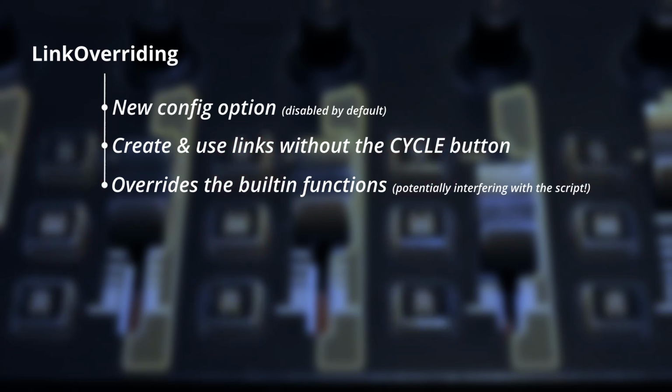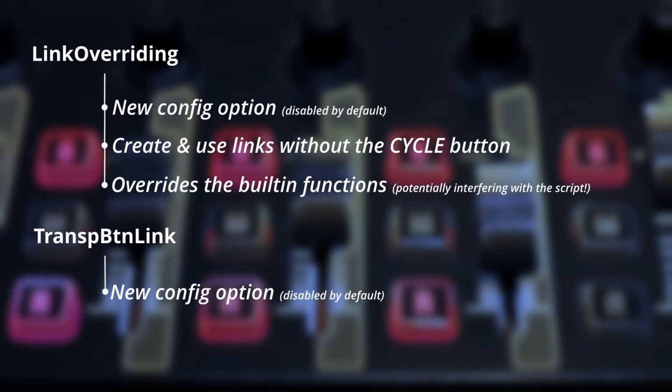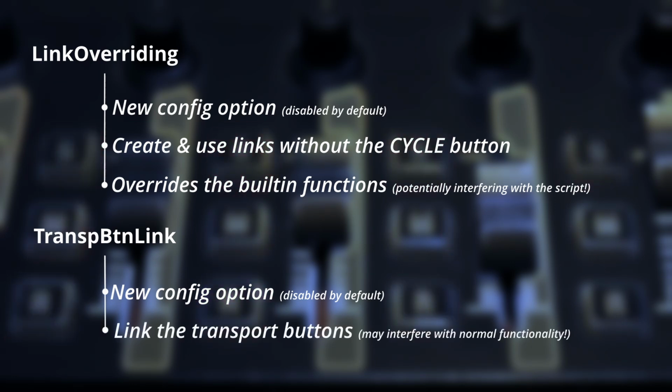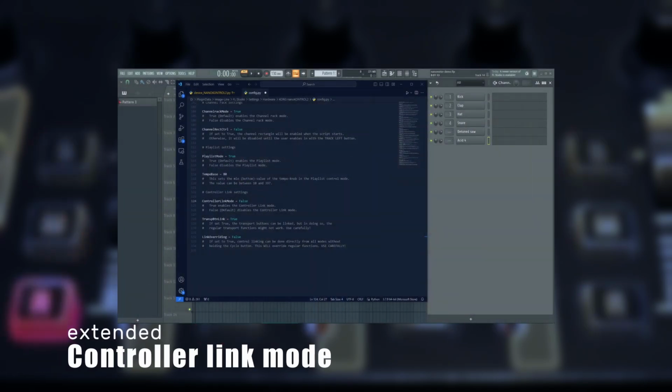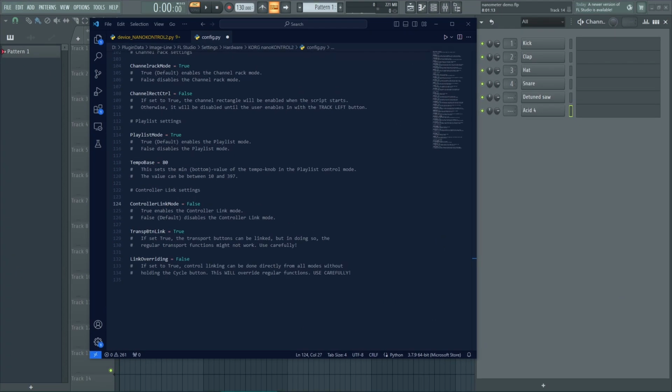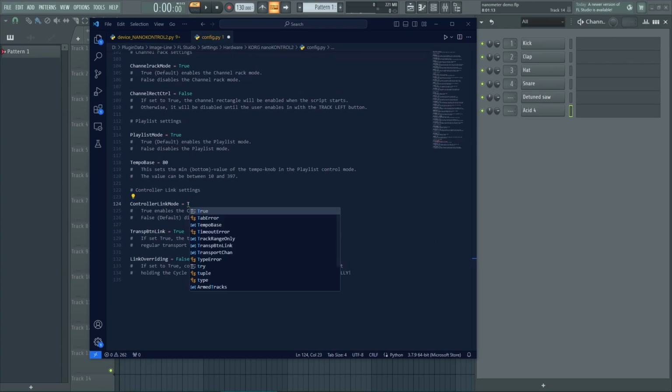I also added another config option called Transp BTN Link. Enabling this option makes it possible to use the transport buttons for linking. In some cases, this will disable the normal functionality of the transport buttons, so don't use these features unless you're sure of what you're doing. Now let's take a look at the controller link mode. This is still disabled by default, so let's enable it and see what's changed.